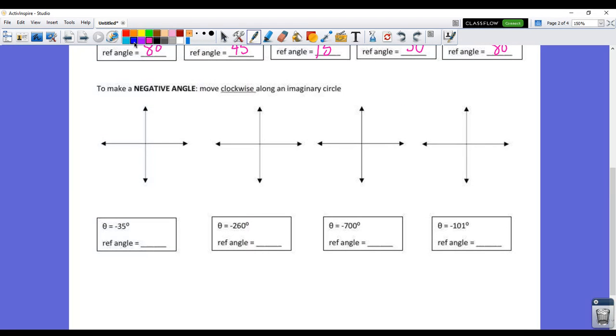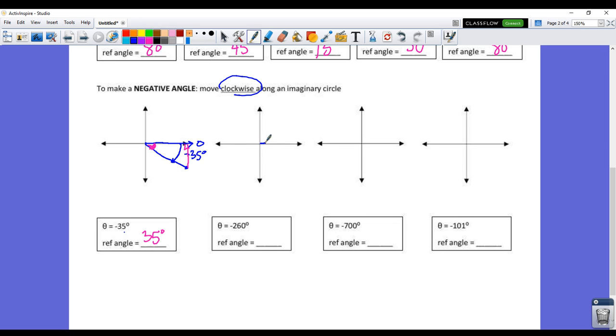Now, negative angles move clockwise around your imaginary circle. So we still start at positive 0, the positive x-axis at 0, but if we're going to do a negative 35 degrees, we are coming down this direction. Okay, this is a negative 35 degree angle. And our reference angle, the one that takes us back to the x-axis, in this case is going to be the exact same, only positive, 35 degrees.